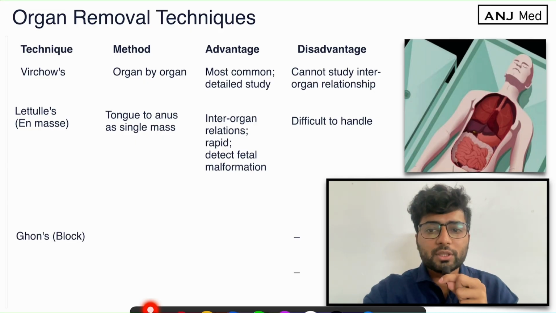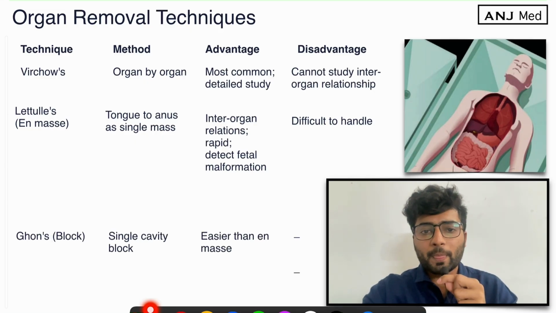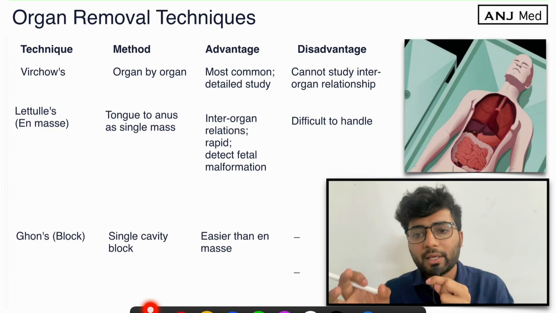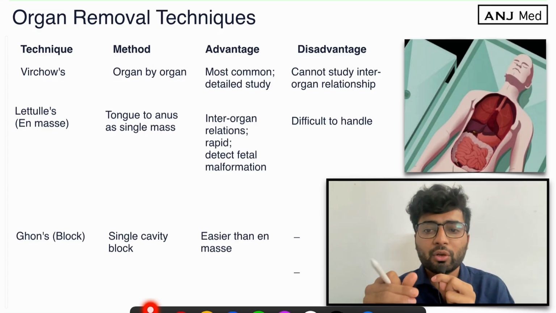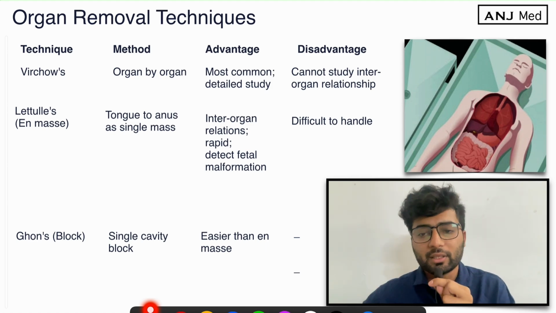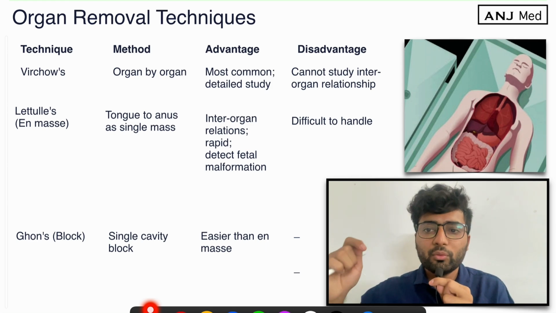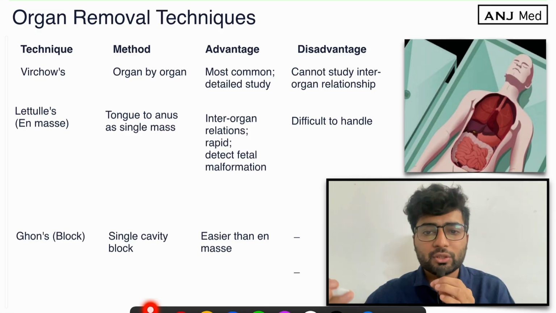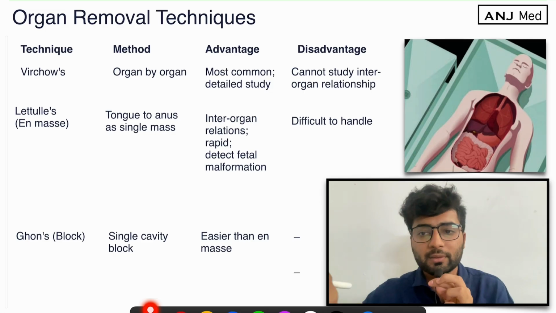Now, Ghon's technique or block technique. This is a mixture of these two. Here we don't remove each and every organ, nor do we remove the entire thing. We divide it into parts like cavities. We remove the thoracic cavity first, then the abdominal, then the urogenital, like this. So it is easier than en masse.